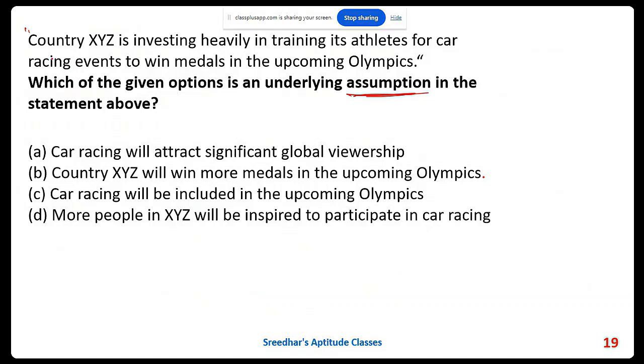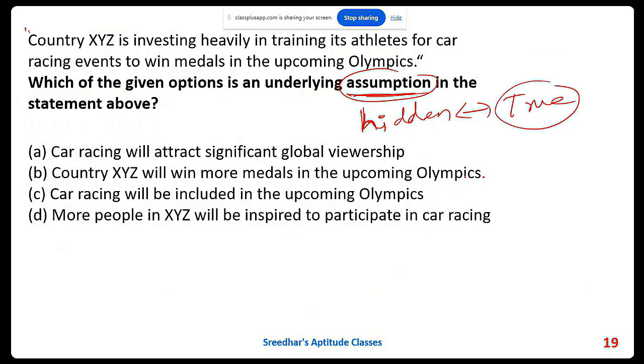Okay. So the statement is, first of all, let me tell you, assumption is nothing but the hidden part of the statement, which is considered to be true. That means it is not mentioned in the statement, but it is considered to be true. And remember, you are asked to find the assumption of the author, not your assumption, not the reader's assumption. You are asked to find the assumption of the author. So that means whoever has given this statement, in stating this, what he might have assumed to state this.